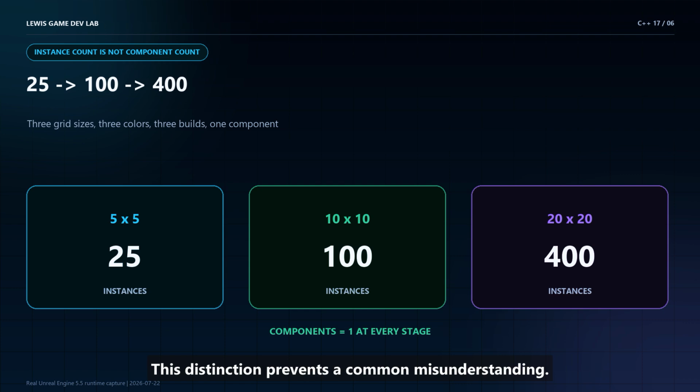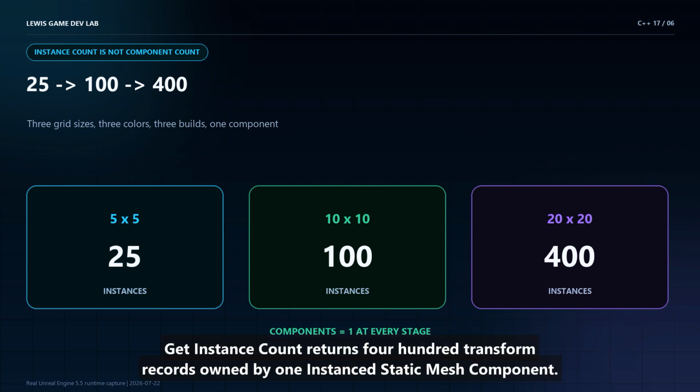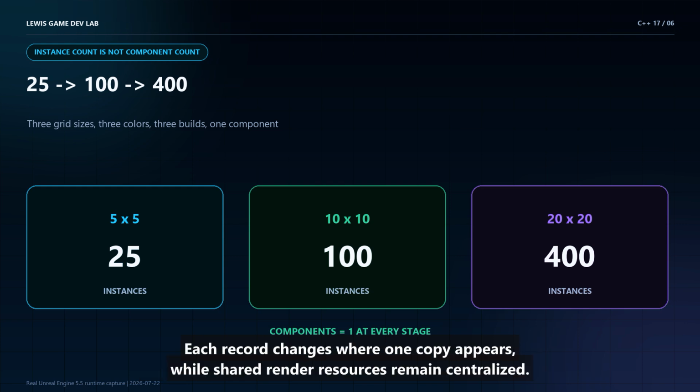This distinction prevents a common misunderstanding. Instancing does not create 400 hidden actors. GetInstanceCount returns 400 transform records owned by one instanced static mesh component. Each record changes where one copy appears, while shared render resources remain centralized.